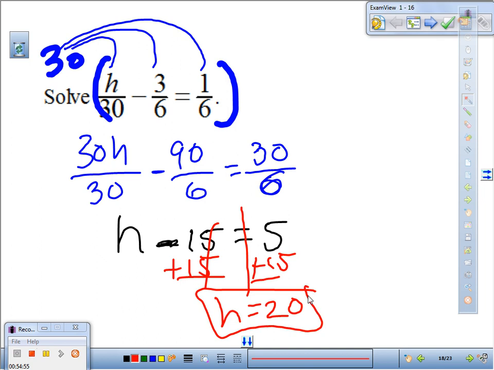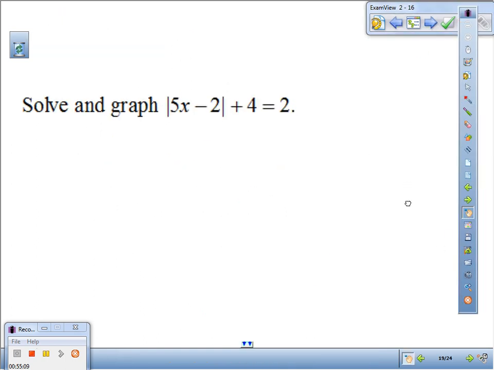Do we need another one of those? No. Tell me with fingers how comfortable you are with these. 5. Let's move on to number 2. Number 2. Here we go. Solving graph. It's an absolute value. Let me zoom in.